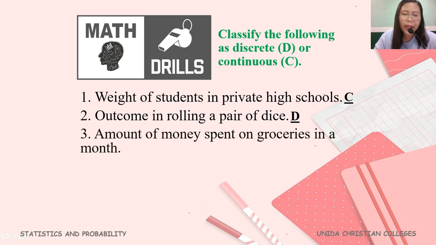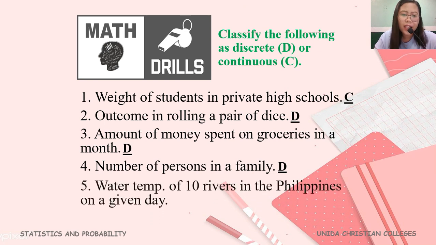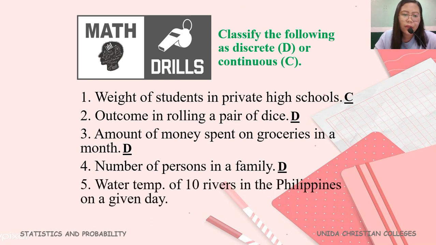Number 3, amount of money spent on groceries in a month. Yung amount daw ng pera na nagastos mo. Since that is money, basta pera, kayang-kaya nating bilangin. So, countable ang pera. That's why it is discrete. Number 4, number of persons in a family. Kaya mo naman bilangin ilan ba kayo sa family. That's why it is also discrete. And last, water temperature of 10 rivers in the Philippines on a given day. We are dealing with the temperature, so we need measurement. That's why it is continuous.